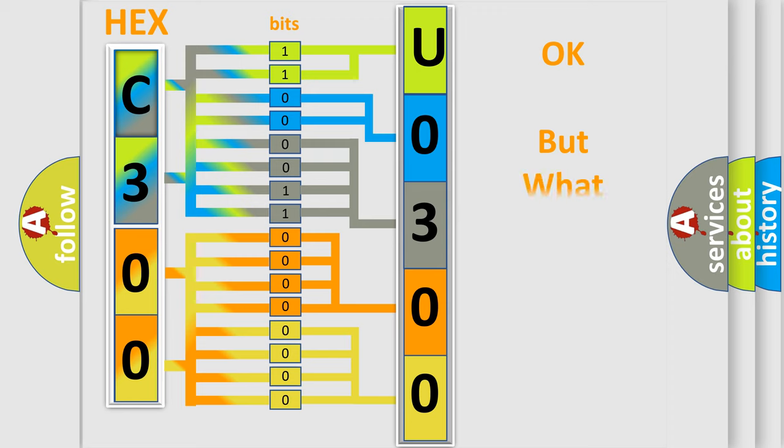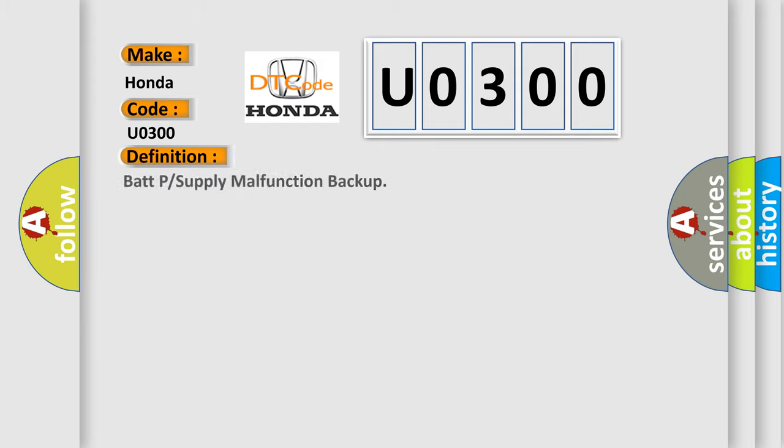The number itself does not make sense to us if we cannot assign information to what it actually expresses. So, what does the diagnostic trouble code U0300 specifically interpret for Honda car manufacturers? The basic definition is Battery power or supply malfunction backup. And now this is a short description of this DTC code.